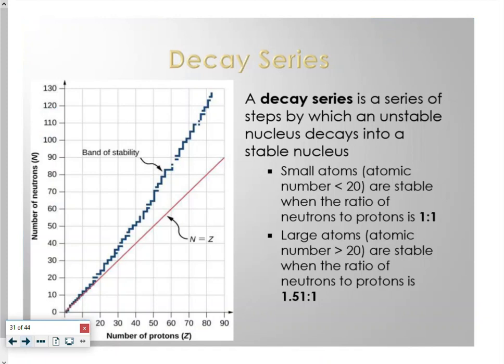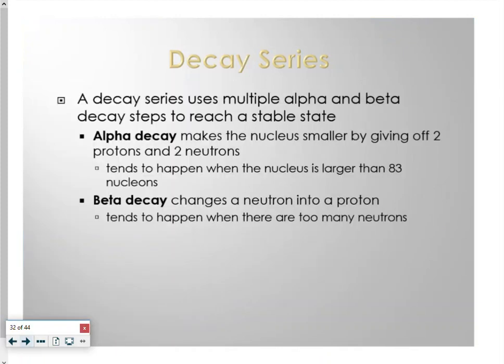Just reviewing again real quick, small atoms are stable when their ratio is close to 1 to 1. The larger atoms are more stable at 1.5 to 1. That's why the band of stability, as it gets larger, comes off the 1 to 1 line. Okay, so we're going to be following our rules here. Alpha decay makes the nucleus smaller by giving away 2 protons and 2 neutrons, and this tends to happen when we have much larger nuclei.